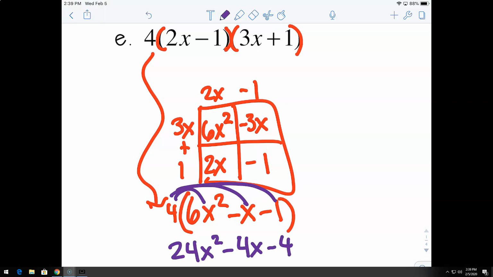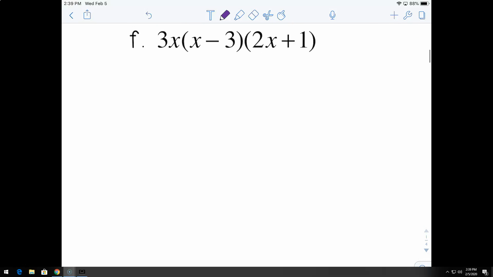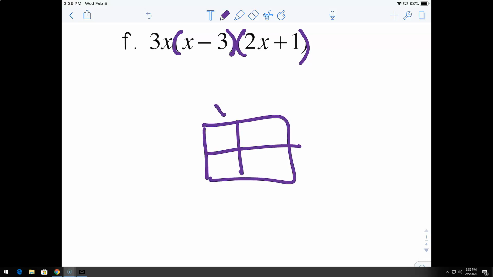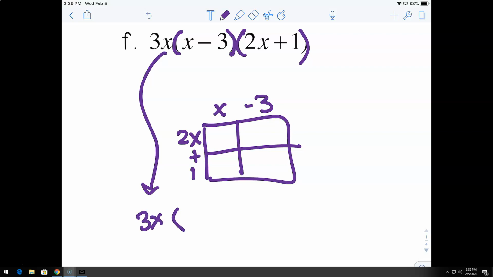Final answer. So I'm moving here. Same thing, I'm still going to do my parentheses first. I'm going to turn them into multiplication. I get x minus 3, 2x plus 1. But I have to remember that later on I have a 3x on the outside of my answer.